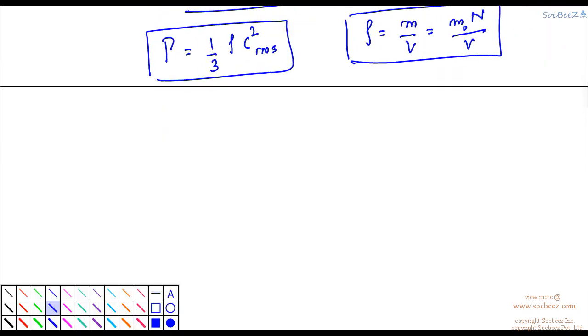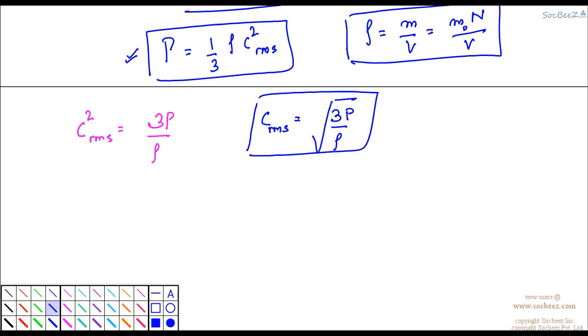Now if you manipulate this formula a bit, what you will get is C_RMS square is equal to 3 into pressure upon rho. Correct? Now C_RMS could be said as the square root of 3P upon rho. This is basically an alternate definition as compared to the one given by this. This was a general notation. What does this root mean square basically mean?